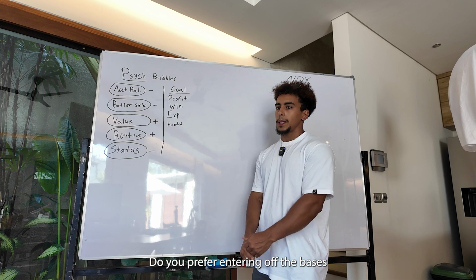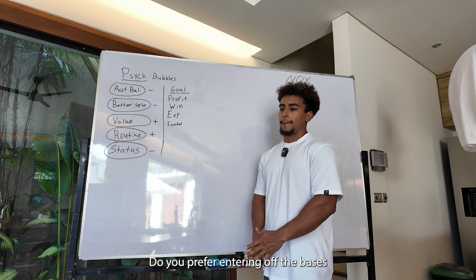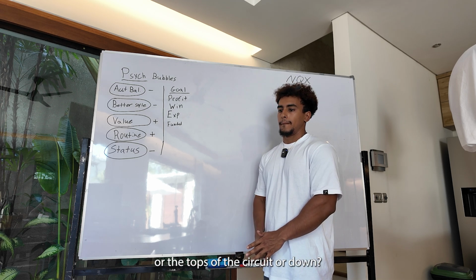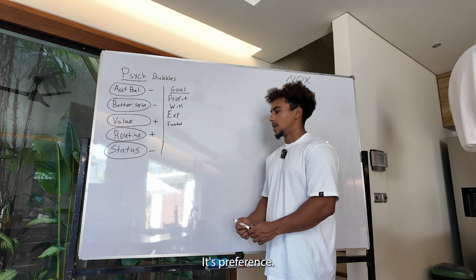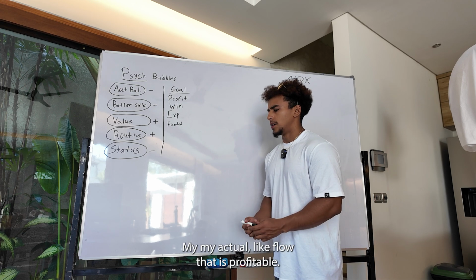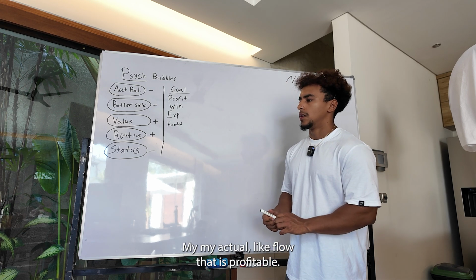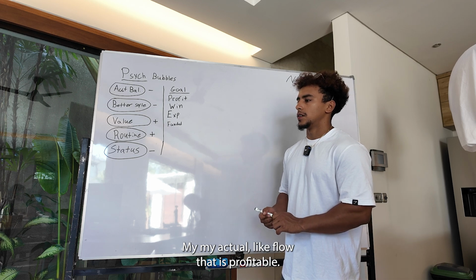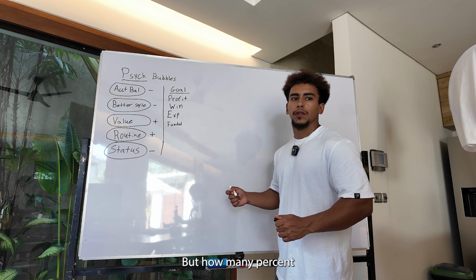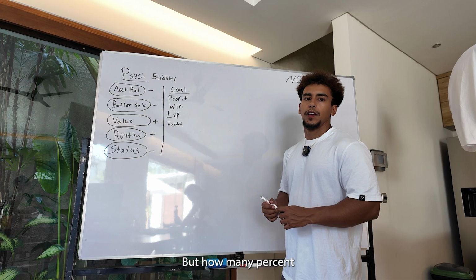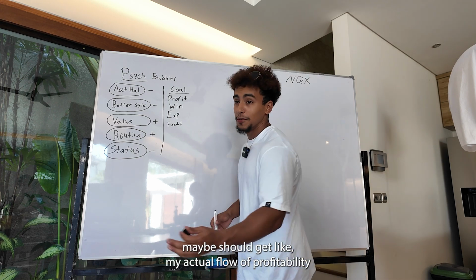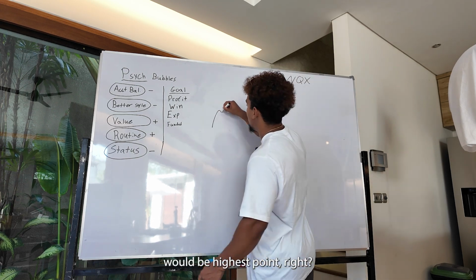Do you prefer entering off the bases or the tops of the circular dome? Or do you have any preference? Yeah, my actual flow that is profitable. But how many percent? 3. Yeah, we should be good. All right. My actual flow of profitability would be highest point.